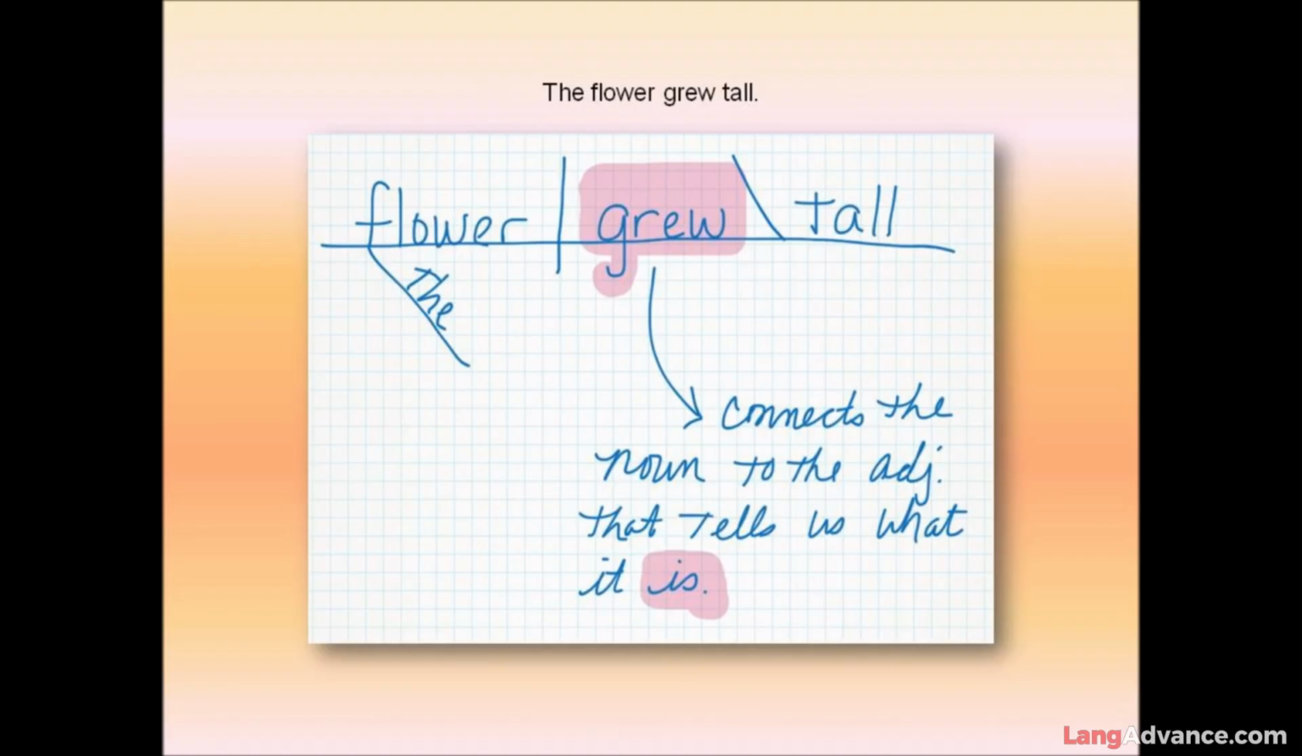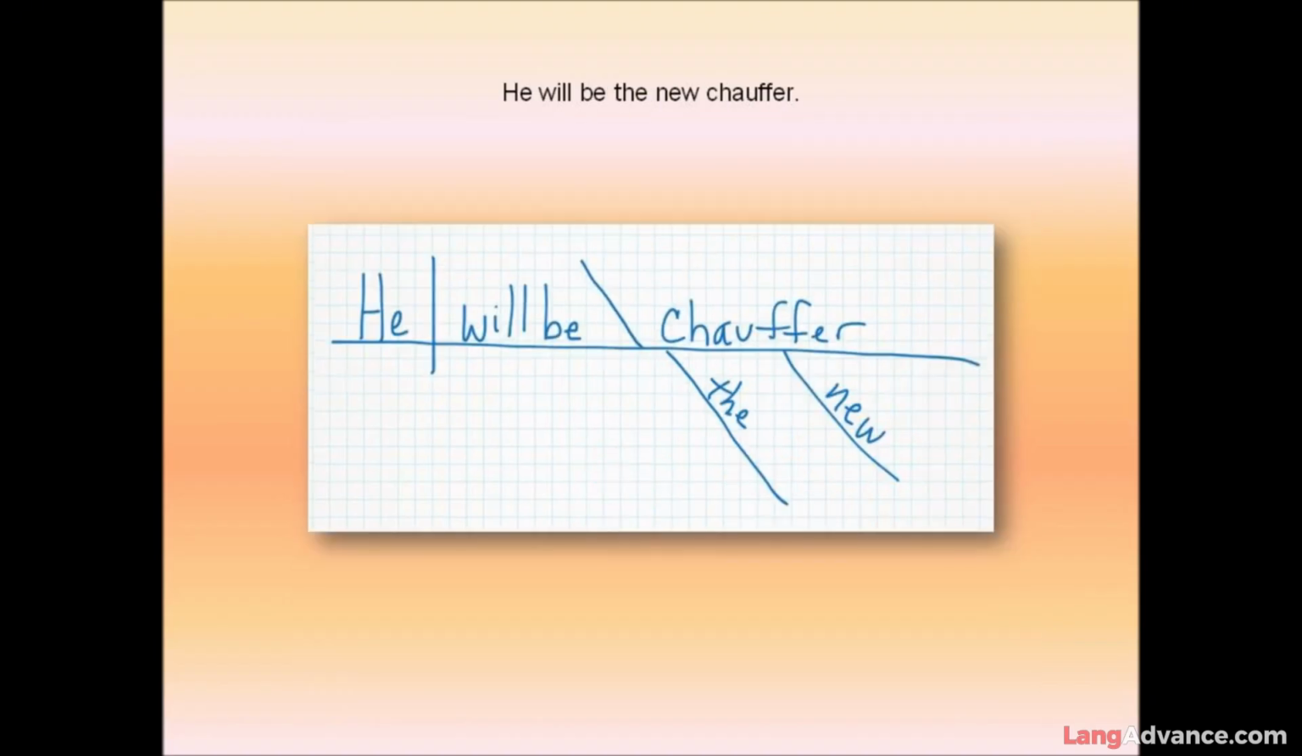The flower grew tall. Flower is the subject, grew is the linking verb, tall is the predicate adjective, the describes flower. Now remember that grew could be replaced with is. It tells us what it is. Therefore, it is a linking verb. He will be the new chauffeur. He is the subject. Will be is the verb. Chauffeur is the predicate nominative. The and new both describe chauffeur.